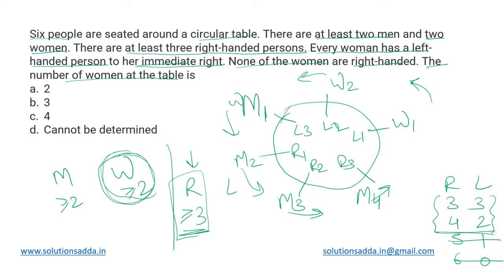So this is the possible solution in this case, because if we put any more women, then we'll need to include an extra left-handed person. That would violate the condition that R is greater than or equal to 3. So this is the possible solution. And in this case, we have only two women at the table. So the correct answer would be A, two women.